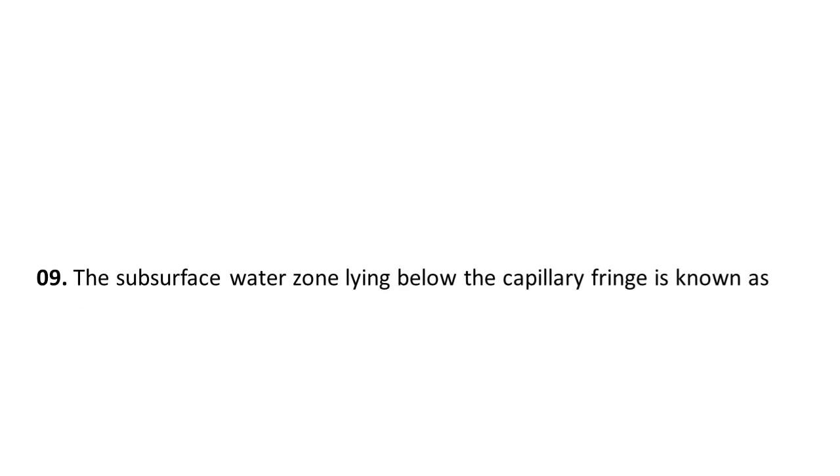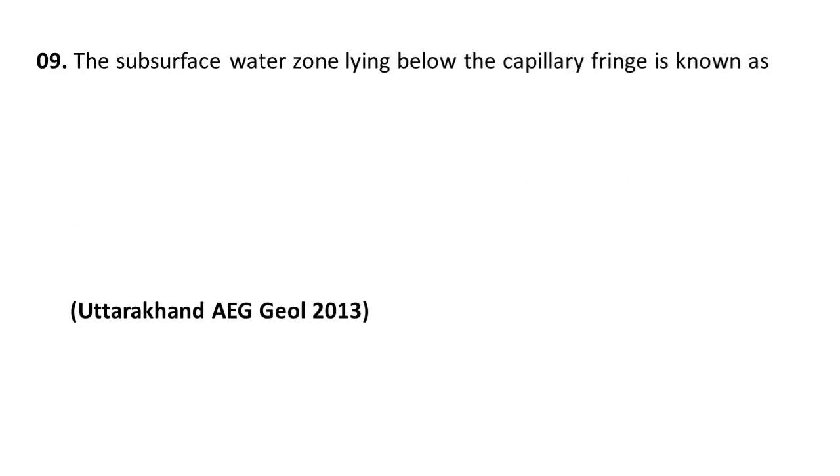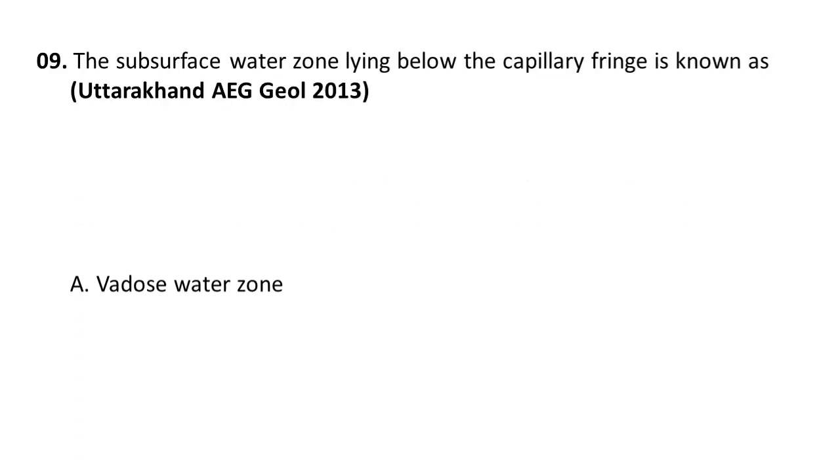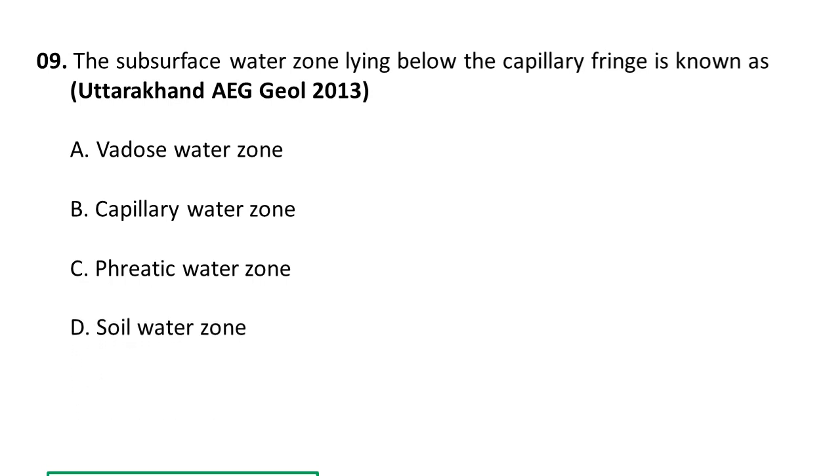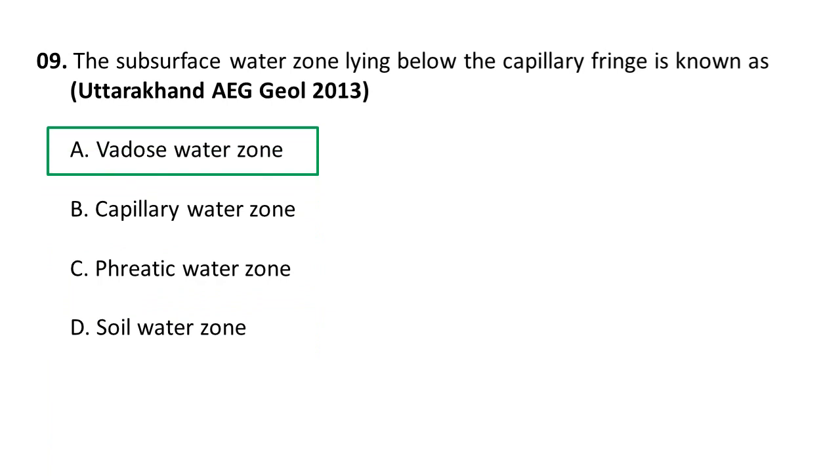Next question. The subsurface water zone lying below the capillary fringe is known as A. vadose water zone, B. capillary water zone, C. phreatic water zone, D. soil water zone. The subsurface water zone lying below the capillary fringe is known as the phreatic water zone. The vadose water zone is also called the unsaturated zone or zone of aeration.